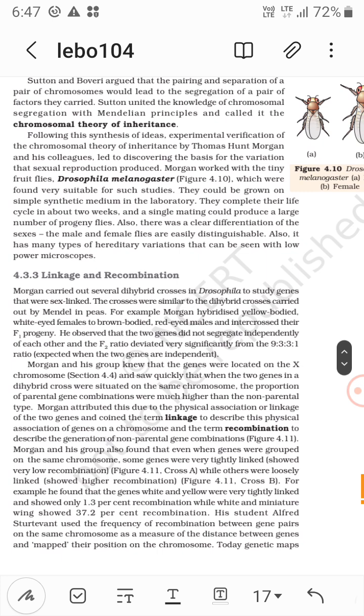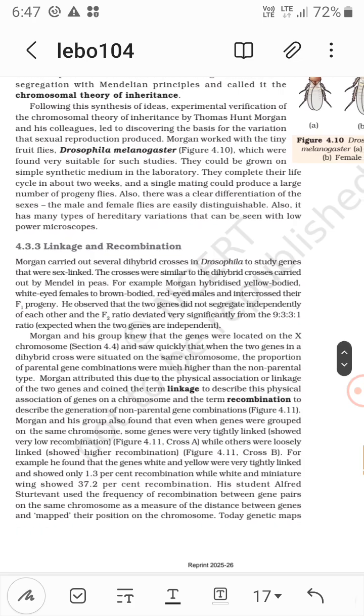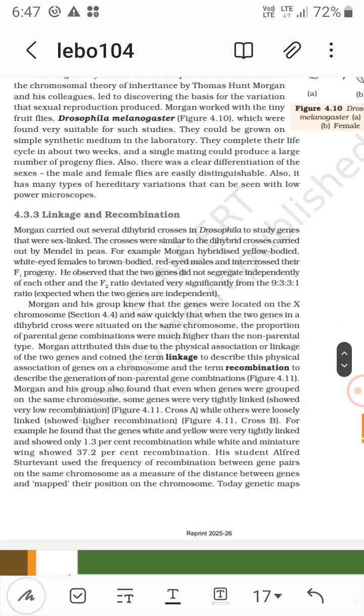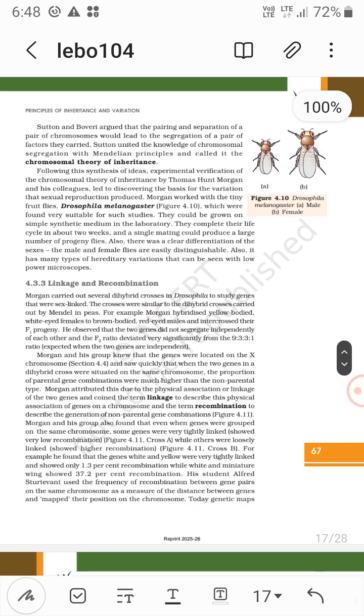They could be grown on simple synthetic medium in the laboratory. They complete their life cycle in about 2 weeks, and a single mating could produce a large number of progeny flies. Also, there was a clear differentiation of the sexes, that is, male and female flies are easily distinguishable. Also, they have many types of hereditary variation that can be seen with a low power microscope, right?